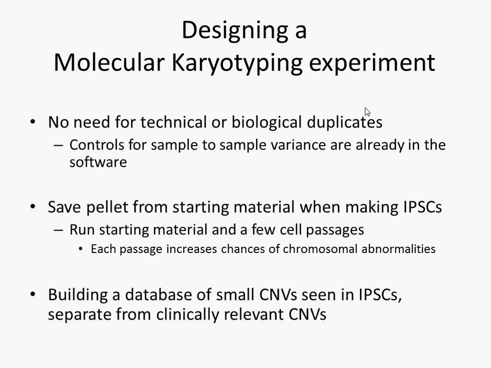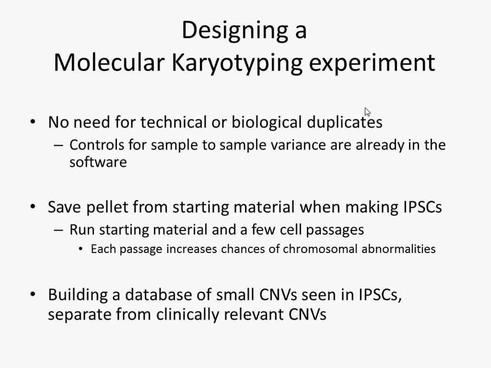What we recommend is that you save the pellet from your starting materials when making the iPSCs, and then you should run your starting material and a few cell passages. So I don't know, Carolyn, 30 passages is what? We work between 15 and 25 is our goal, so something in that range. The idea is that each passage increases the chance of chromosomal abnormalities. So you want to know if the chromosomal abnormalities detected in your iPSCs were not present in your starting materials. That's why we recommend saving it.